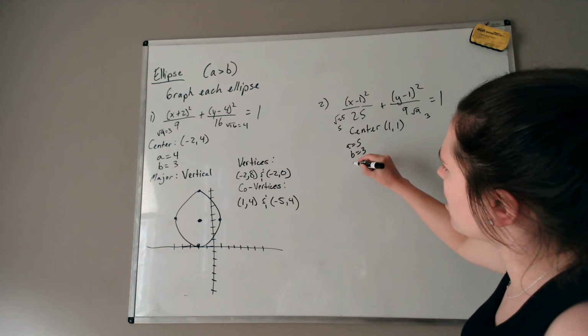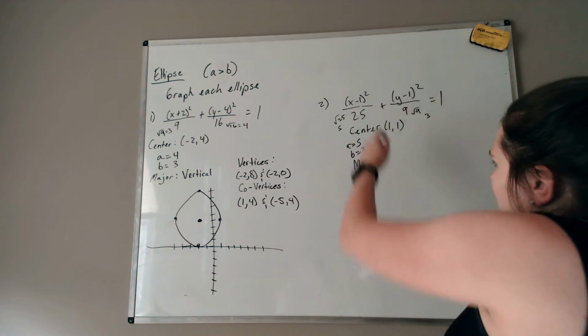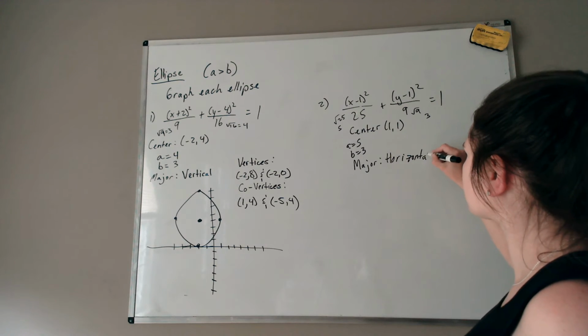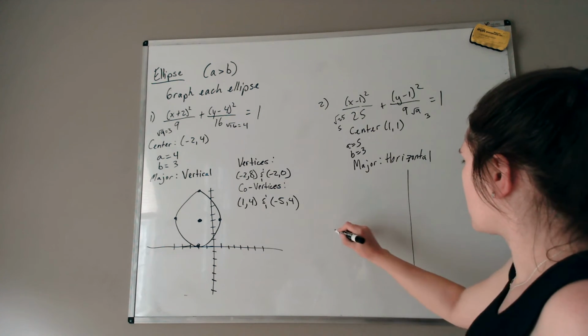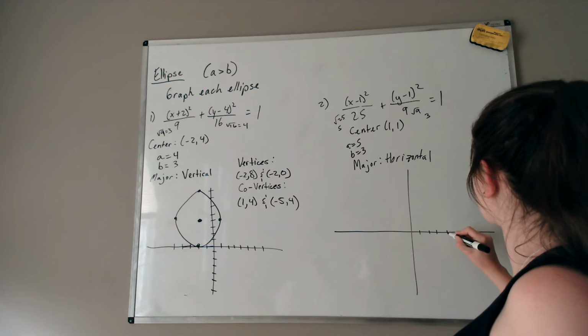Now where is A? That's going to be your major axis. A is under x, so that means this is going to be longer horizontally. So 1, 1 is the center.